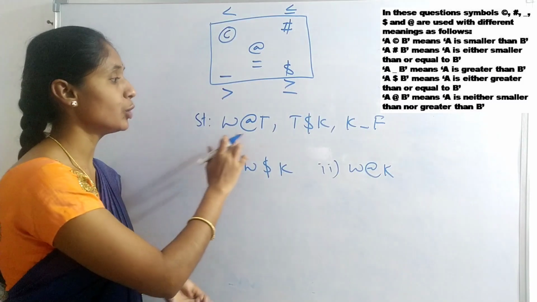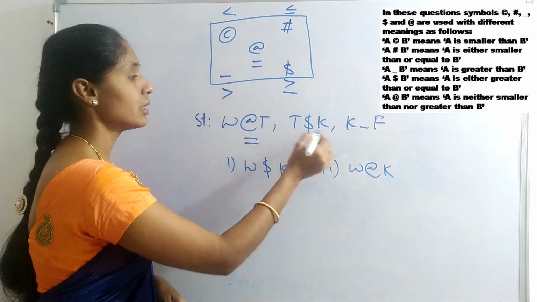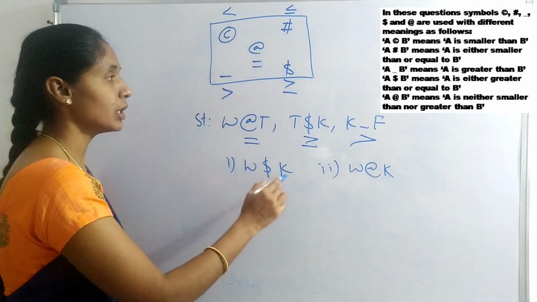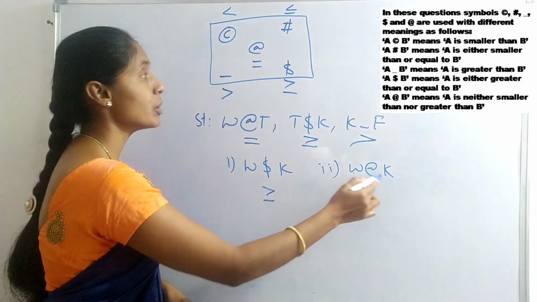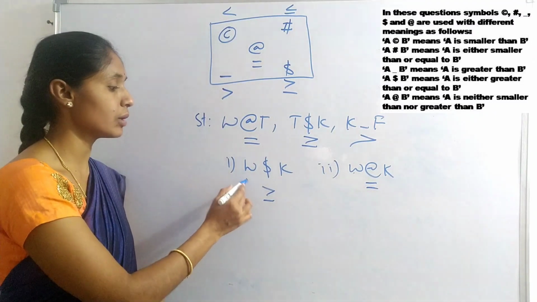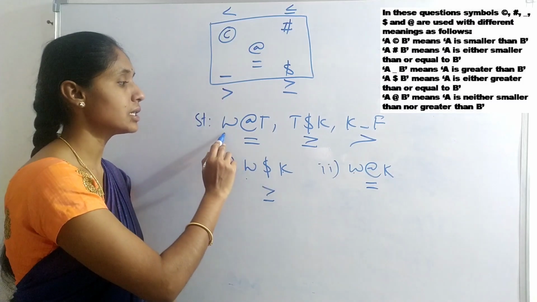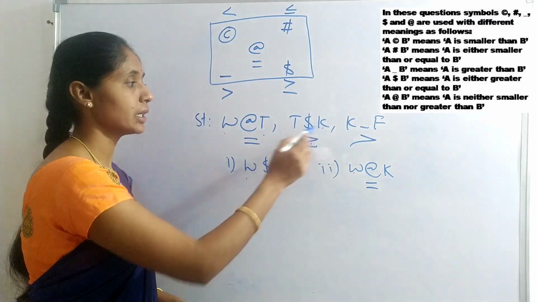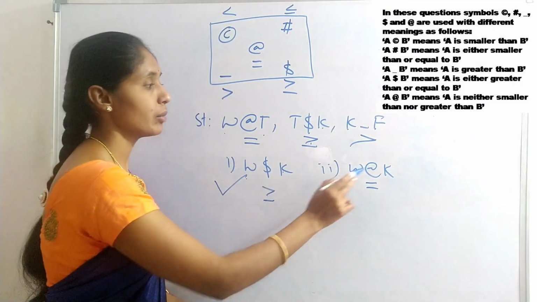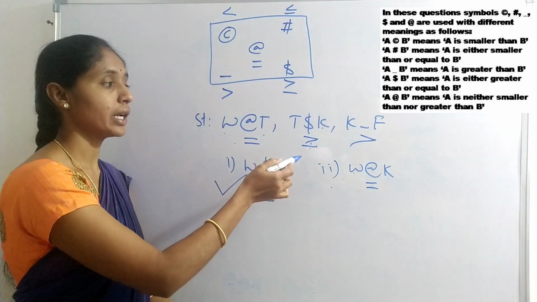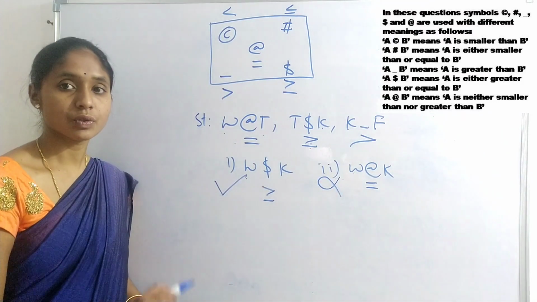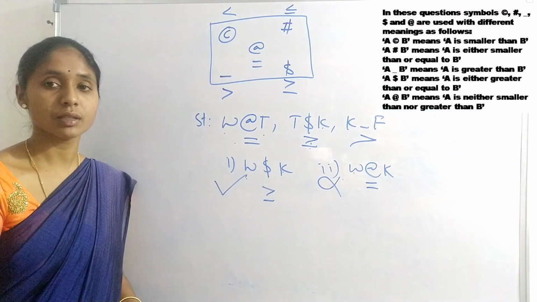Next question. W @ T equals T, T $ K greater than or equals to K, K > F greater than F. W $ K greater than or equals to W @ K, that is W equals to K. Coming to first conclusion, W greater than or equals to K. W equals T, T greater than or equals to K, so W greater than or equals to K is true. And W equals K: W greater than or equals to K is true, but W equals K is not true. So only conclusion 1 is true for this question.